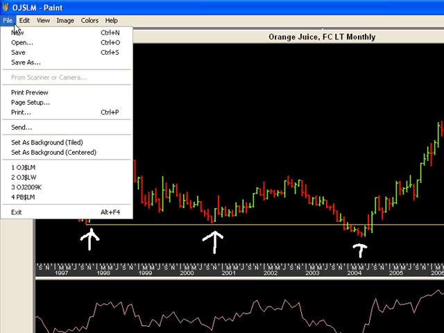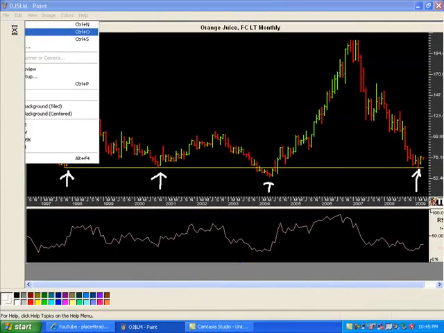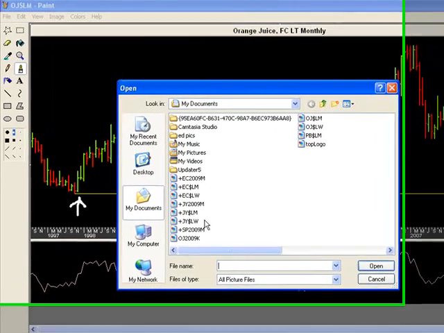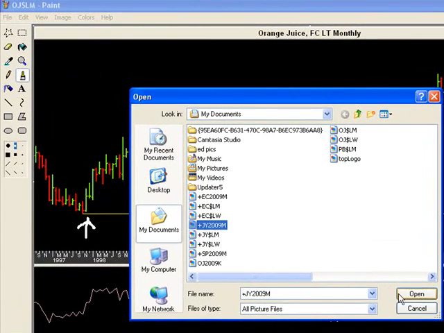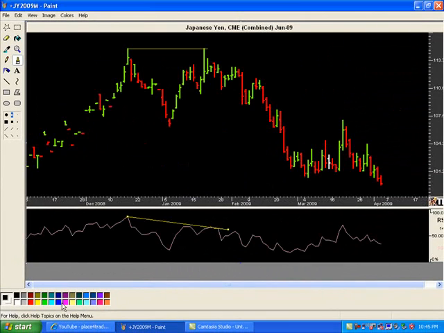Now, I'm going to switch over to a different market. I'm going to talk a little bit about the Japanese yen. I'm going to put up a daily chart of the Japanese yen. Here's a daily chart of the Japanese yen.